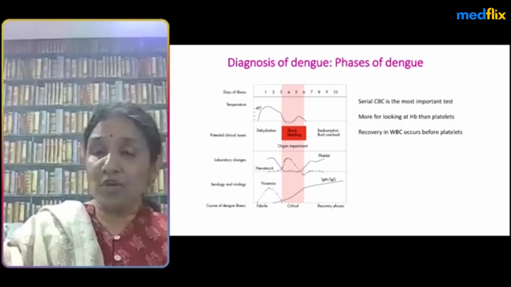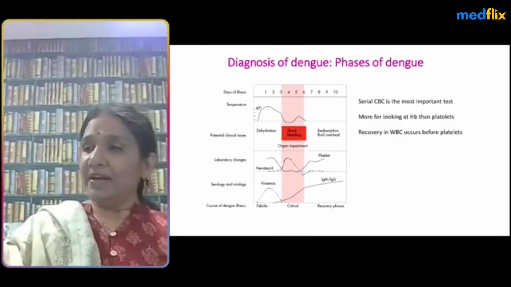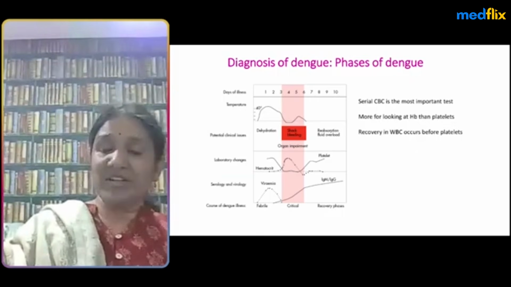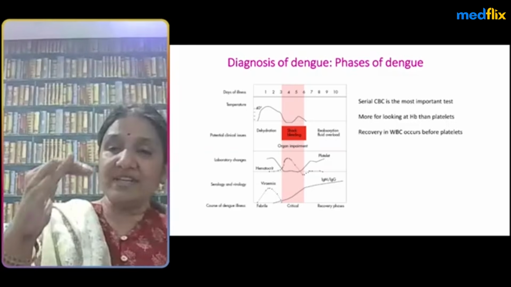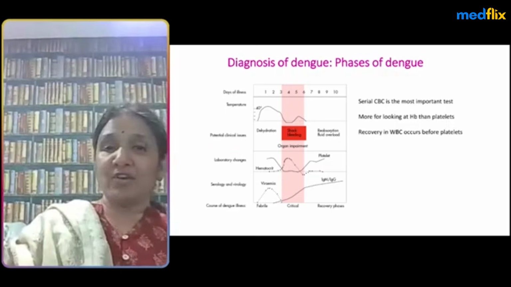And what we should really be looking at in the CBC is the hemoglobin rather than the platelet count, because the hemoglobin tells us if the patient is going to go into shock, because the rise in hemoglobin precedes the going into shock. And the other thing which you must remember is that the recovery in white cell count occurs before platelets.